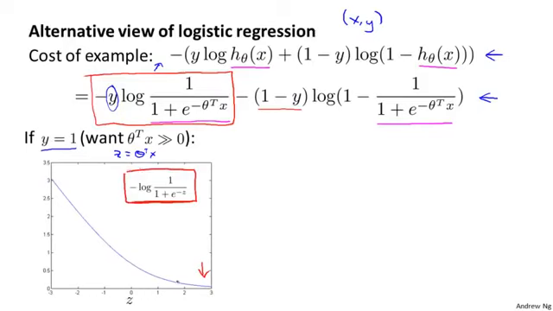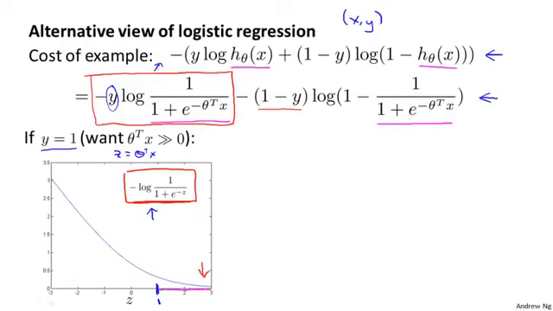Now, to build a support vector machine, here's what we're going to do. We're going to take this cost function, this minus log 1 over 1 plus e to the negative z, and modify it a little bit. Let me take this point 1 over here, and let me draw the cost function I'm going to use.